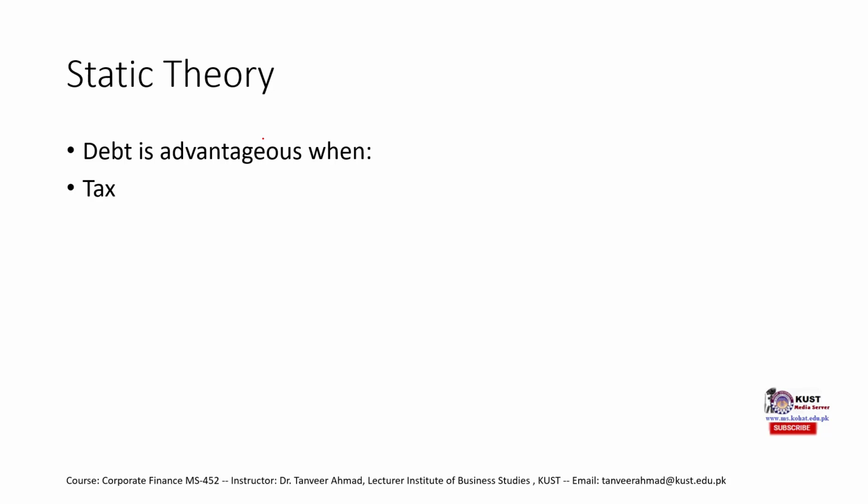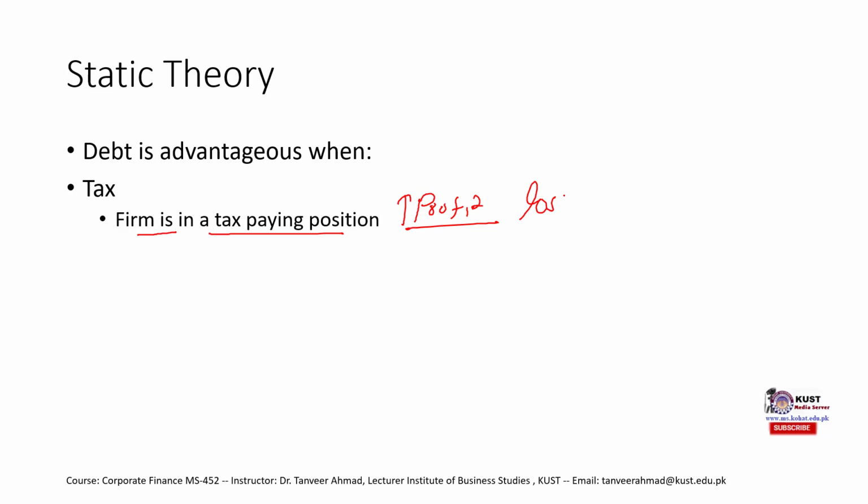Okay. So debt is advantageous when the firm is in a tax-paying position, right? That means if the firm has profit, right? So assume if a firm is in loss, then they wouldn't have to pay any taxes. If they don't have to pay any taxes, then there would be no tax saving. So tax is only beneficial when the firm is in a tax-paying position, they have profit.